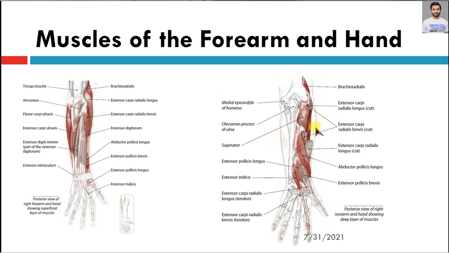Again, a few muscles are cut. The superficial muscles are cut just to show you the deep muscles. Here you can see the supinator. It assists the biceps in the movement of supination. And then you can also see the muscles of the thumb: the abductor pollicis longus, extensor pollicis brevis, and extensor pollicis longus.